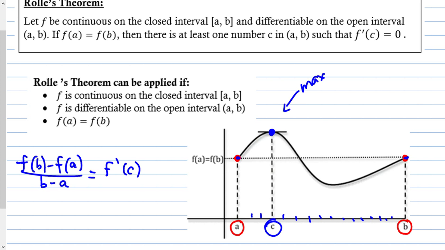So here we go. The whole point about Rolle's theorem is that the slope is 0. So what this is saying is there is an x value between a and b that we're going to call c, where the slope is 0. In order for Rolle's theorem to be applied, the function has to be continuous on the closed interval and differentiable on the open interval. And of course, the y values of my endpoints have to be the same.